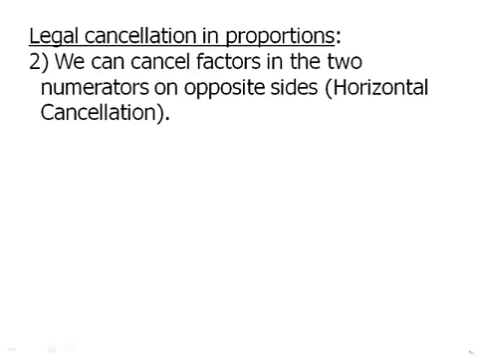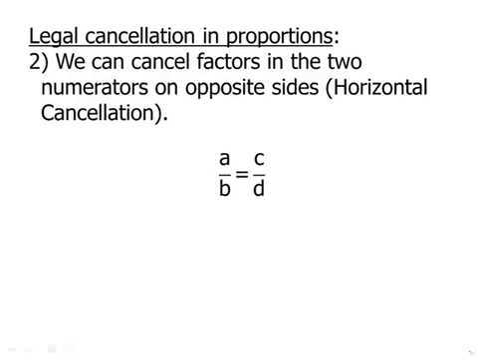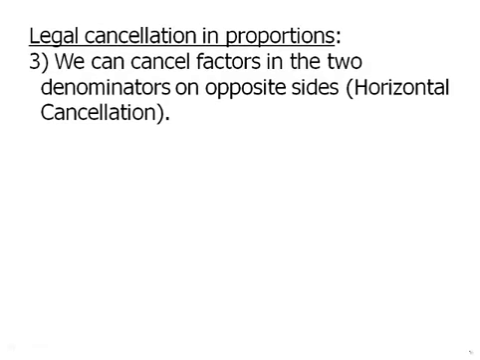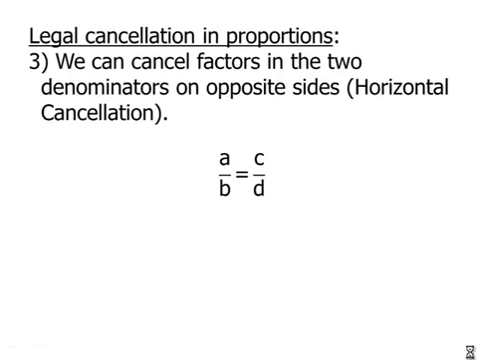We can cancel factors in the two numerators on the opposite sides. So for example, if a and c have a common factor, we can cancel across that way. Essentially what we're doing is dividing both sides of the equation by the same number. That's always perfectly legal. Another type of horizontal cancellation, we can cancel factors on the two denominators on opposite sides. So if b and d have a common factor, we can cancel there. So there's vertical cancellation on each side and then two types of horizontal cancellation, and all of these are legal.